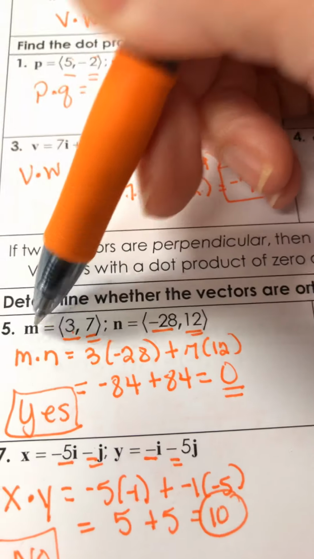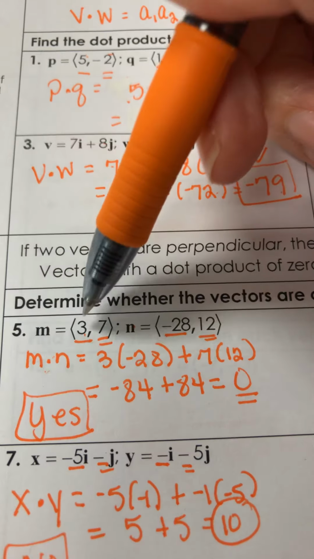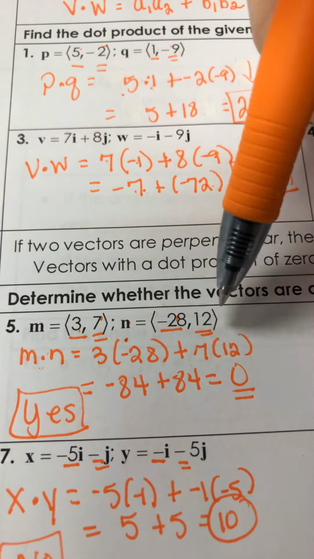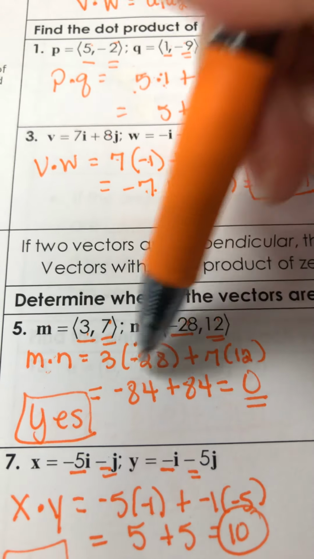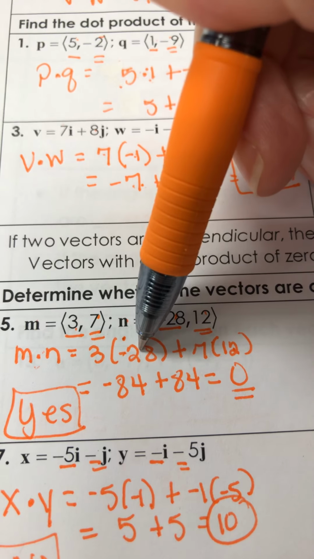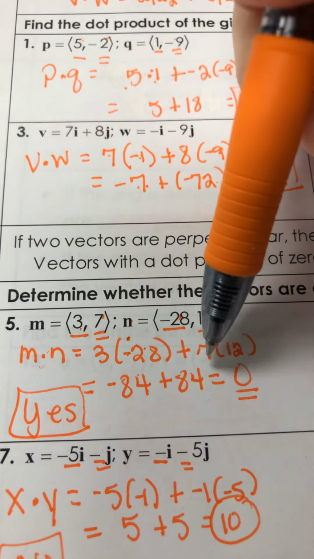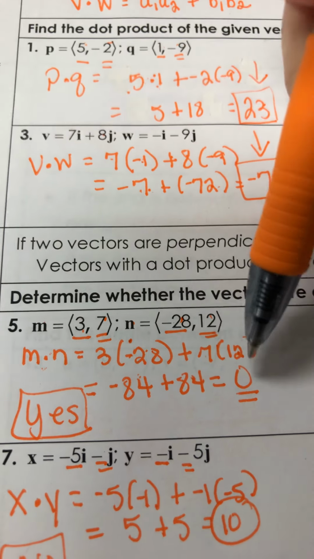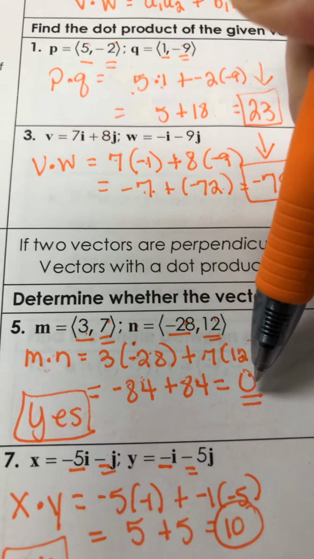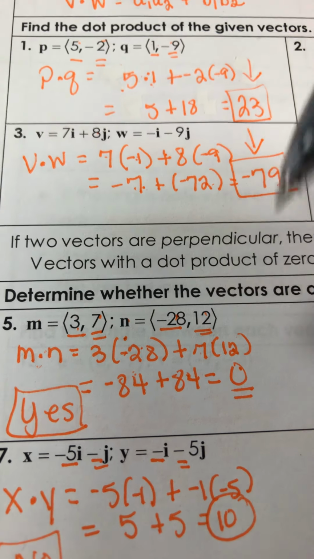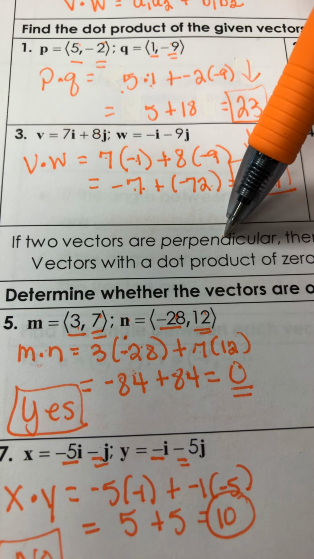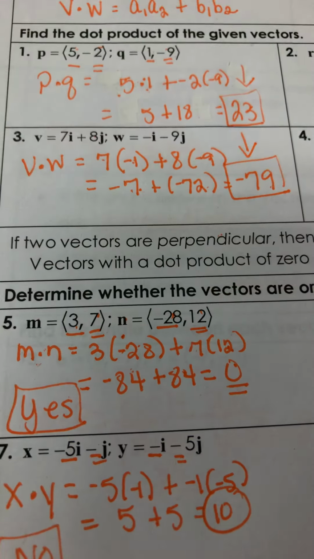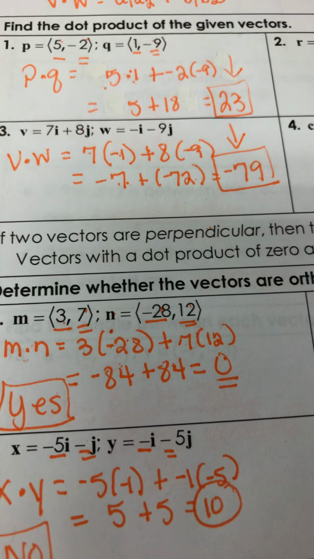So let's do the dot product of m and n. Okay, so take 3 and multiply it to -28. Take 7 and multiply it to 12, and then add the two products together. So 3 times -28 is -84. 7 times 12 is +84. Well, when you add opposites, what are you going to get? You got it, 0. Okay, so if your dot product is 0, then that tells you that your two vectors are perpendicular. So if it's asking if these two are orthogonal, we can say yes, or we can say orthogonal, either one.